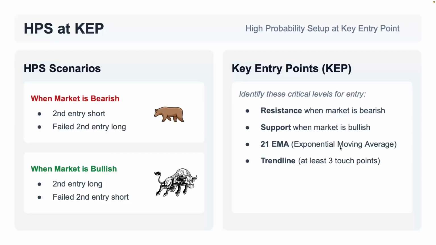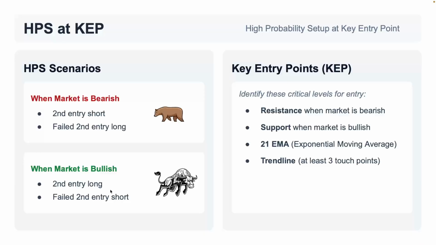You must have seen my other videos where I've talked about HPS at KEP, that is high probability setup at key entry point, where we look for certain bar patterns to form at the 21 EMA, support or resistance, or trend line, like second entry short when we are in a bear trend and failed second entry long when we are in a bear channel or bear trend. And when we are in a bullish trend, we look for second entry long and or failed second entry short.